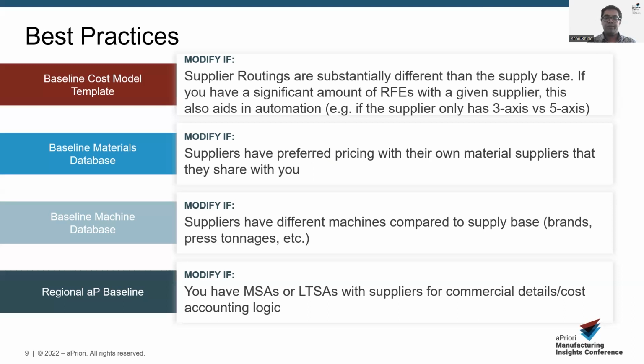Updates to the materials database could be for cases where suppliers have preferred pricing with their own material vendors that they share with you. Updates to the machines database would be for cases where suppliers have different machines than what is available in the baselines. And these could be brands of mills or different tonnage presses. And the regional baseline updates would contain commercial data. So if you have a master service agreement or a long-term financial agreement with suppliers, the updates here would mean fewer overrides that you'd have to do on a scenario level for any given partner assembly.